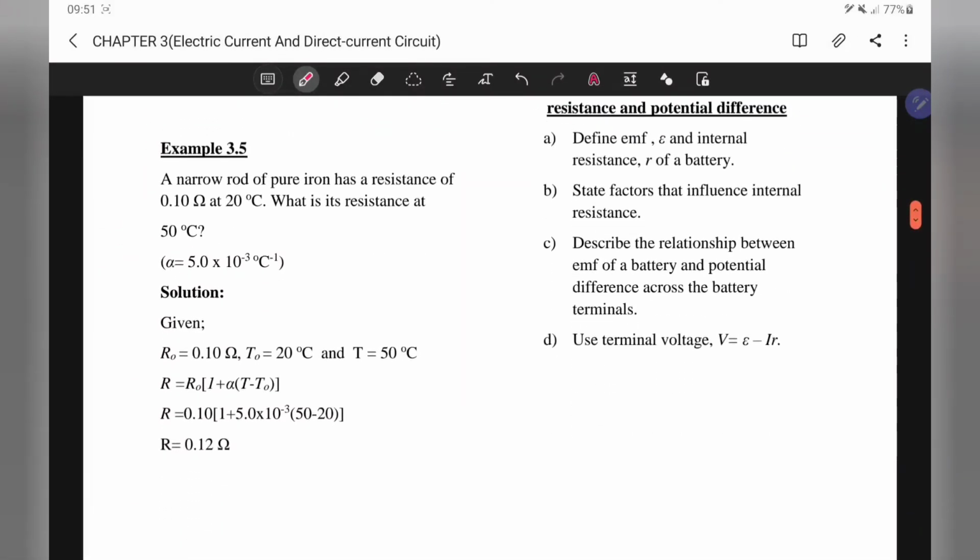Now example 3.5. A narrow rod of pure iron has a resistance of 0.10 ohms at 20 degrees Celsius. What is its resistance at 50 degrees Celsius? Again, this is R naught and T naught, and this is the new temperature T. Alpha is given already, so they ask you to find the new resistance R. R naught is given, T naught is also given, and this is the new temperature T. By using this equation and substituting all the values, you will get the new R at the new temperature.